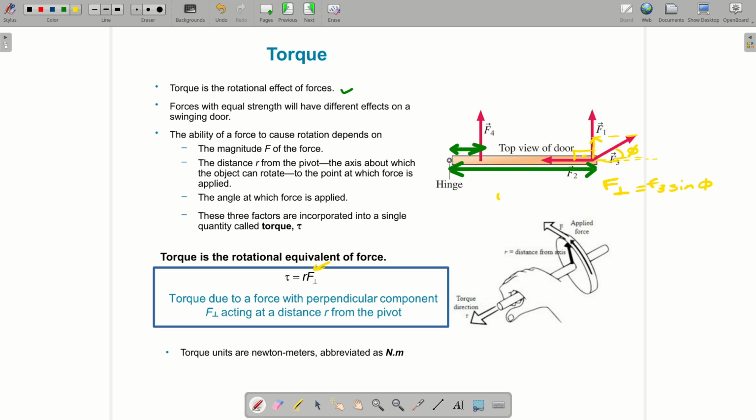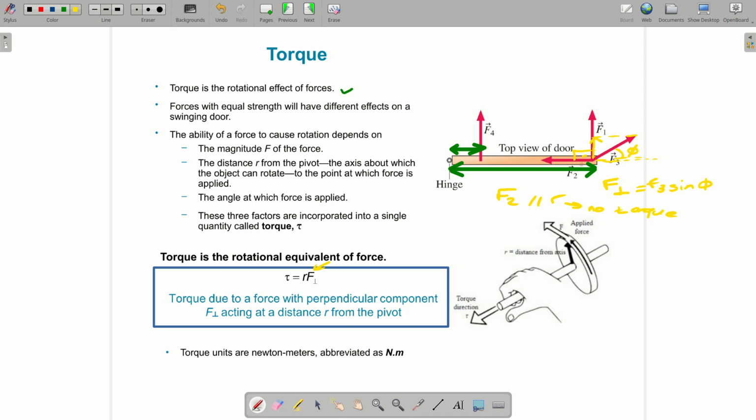For F2, it's parallel to r. We already logically decided it has no torque. It has no torque because it can't rotate the door, physically, right? Mathematically, if I apply the perpendicular component equation with the sine, I will see that sine 0 is 0. So I'll get a 0 perpendicular component.